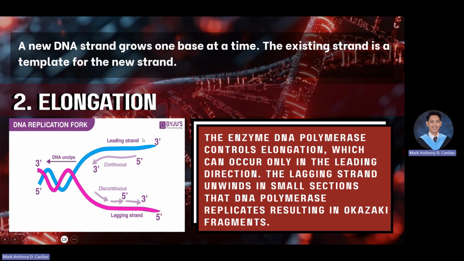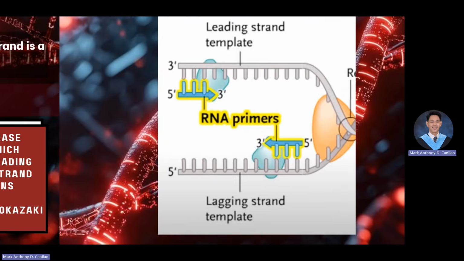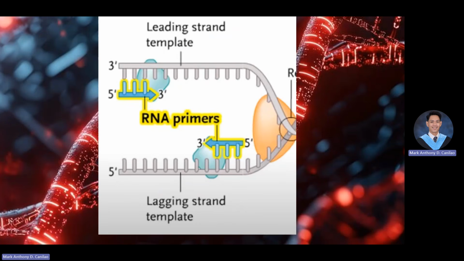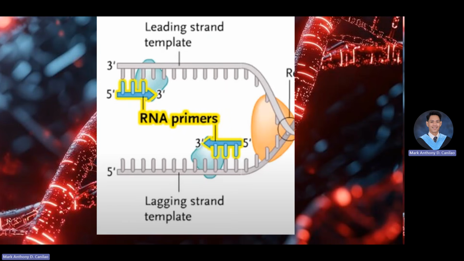Again, in elongation, there are two strands involved, the leading strand and the lagging strand. In the leading strand, the adding of nucleotides is continuous, but in the lagging strand, the adding of nucleotides is discontinuous. Again, let us go back to the different enzymes that are involved. We have the primase. Primase is used to create an RNA primer. The RNA primer is the signal for the DNA polymerase to add nucleotide bases. So we have the RNA primer in the leading and also the lagging strand.